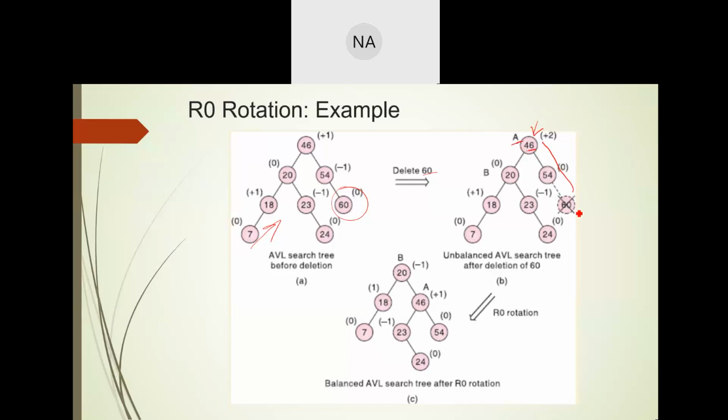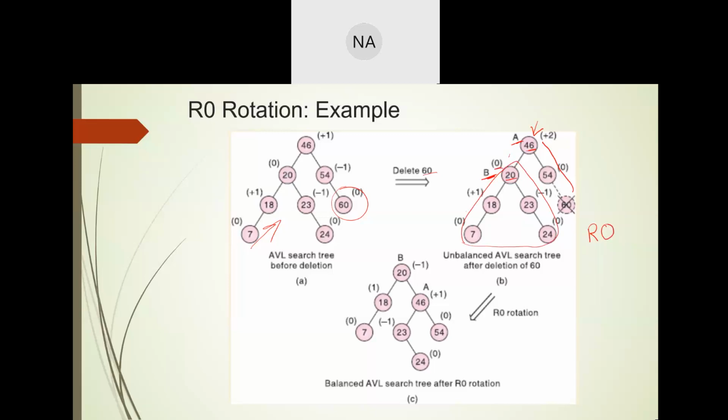And the deleted node is in the right subtree of node A, so one of the R rotations will be performed. Which one? R0, R-1 or R1. For that you identify node B. Since the deleted node is in the right subtree, B will be the root of node A's left subtree. This is the left subtree of node A and its root is node 20, so 20 will be your node B, and its balance factor is 0. So R0 rotation will be performed.